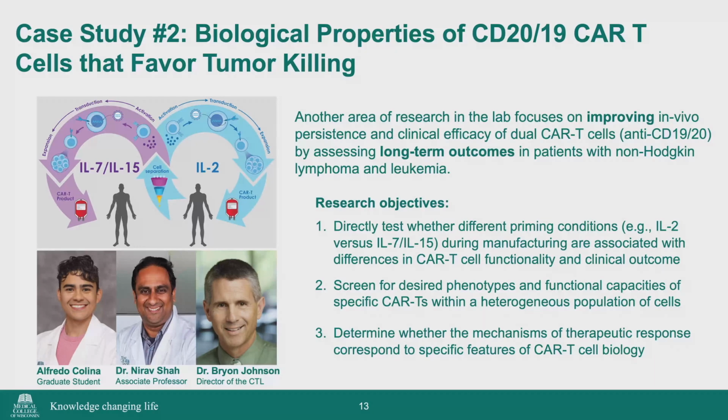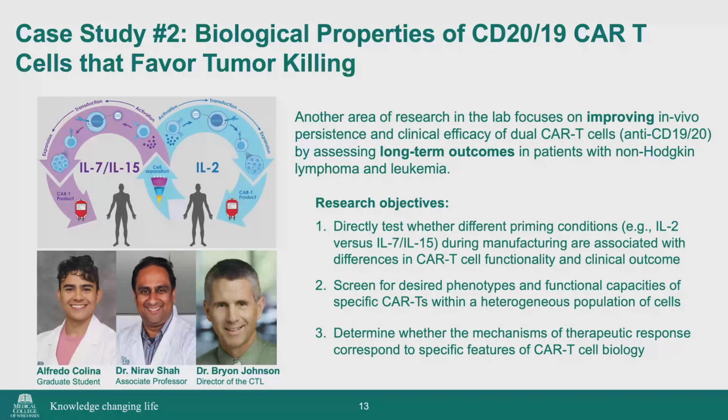And so another area of research in the lab focuses on ways that we can improve the in vivo persistence and clinical efficacy of these dual CAR T cells by assessing the long-term outcomes in patients with non-Hodgkin's lymphoma and leukemia, and then also determining whether differences in manufacturing, so if you generate your CAR T cells using different cytokines, what is the end result? Will you generate a more functional CAR T cell, or could you potentially drive the CAR T cell down a program of terminal exhaustion, so by the time you infuse it into the patient, there's going to be significantly reduced functionality? And so in these studies, that's exactly what we did.